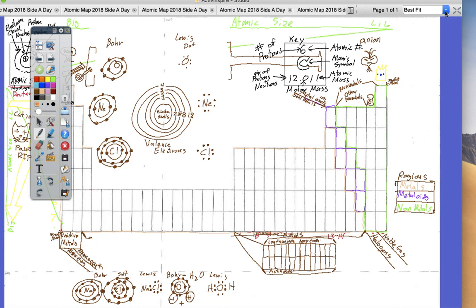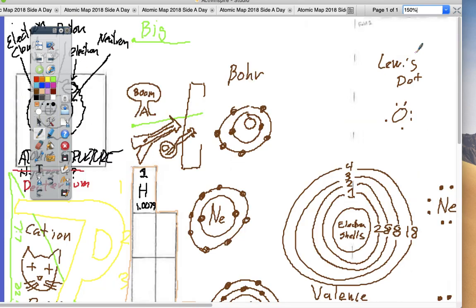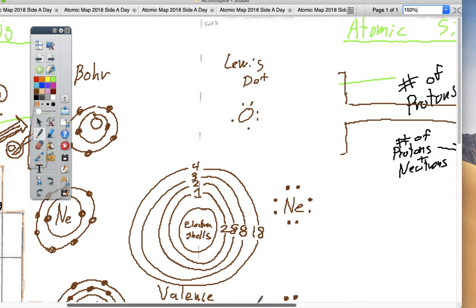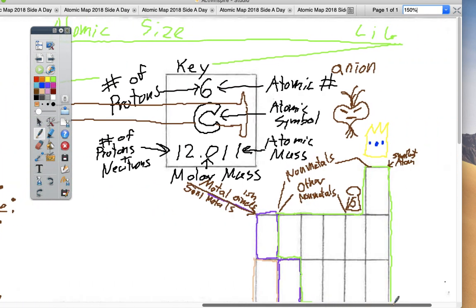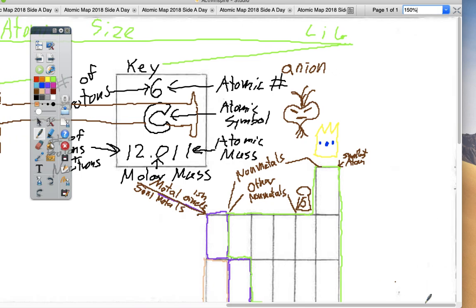What I'm going to do for that is zoom in, because I can do that now. And maybe I can move the screen over. All right, cool. So we're going to be working in this corner up here. We're going to talk a little bit about bonds today.